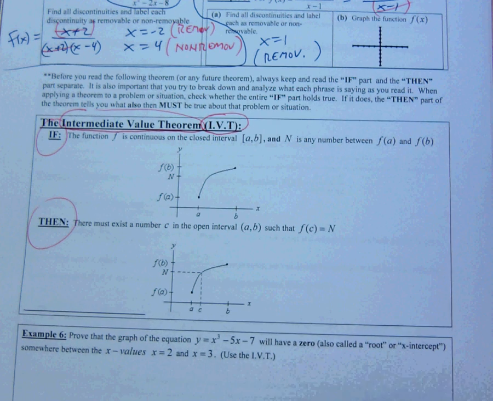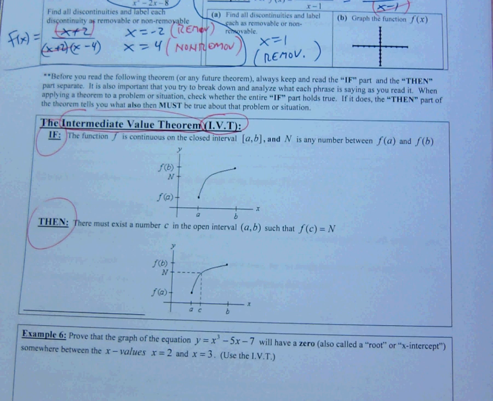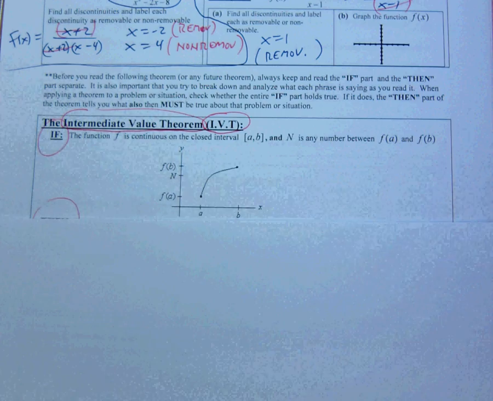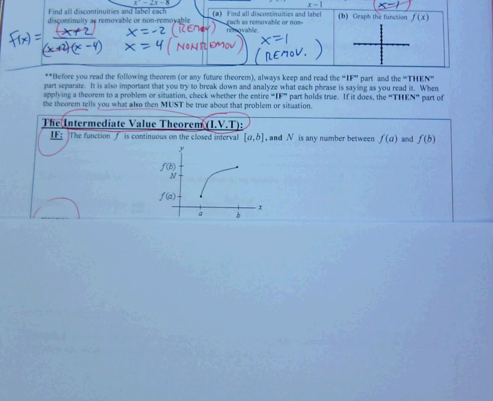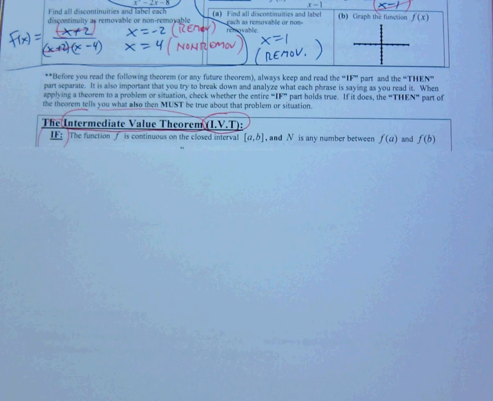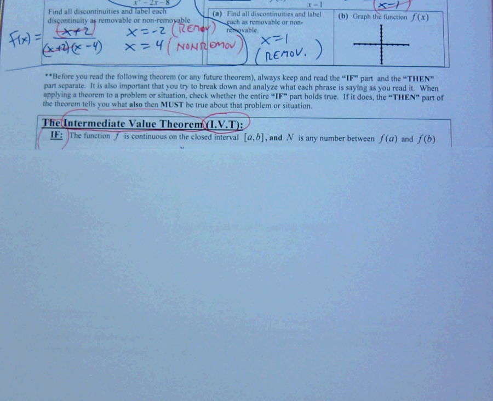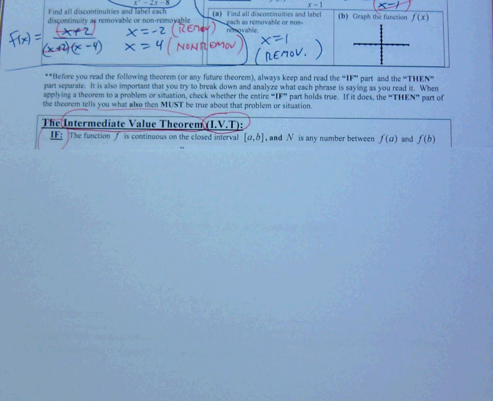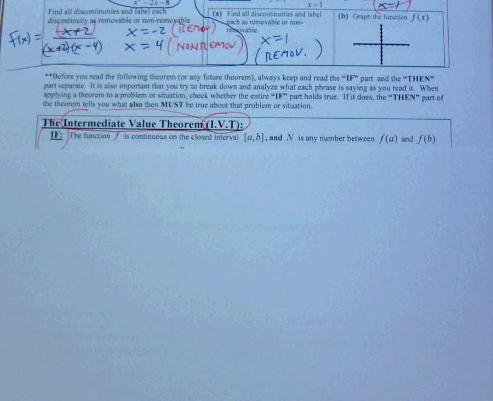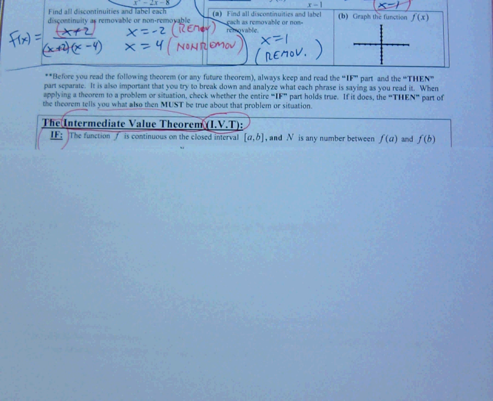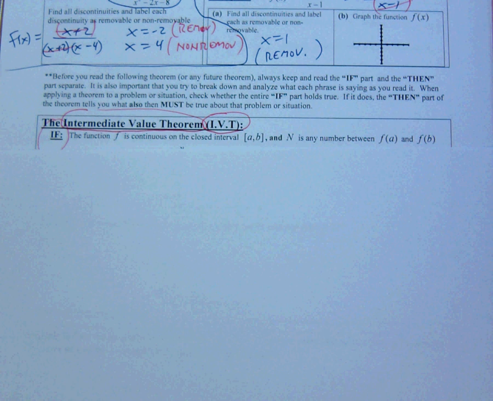Now, don't even look at the then part. Do not even look at it for a while. Just focus on the if part. And don't even look at the picture yet. Just start reading. Are you ready? Okay, if. What's the if part of the theorem? If the function f is continuous on the closed interval a to b, stop. Think about what that means. It means no what? Holes, breaks, jumps, or vertical asymptotes. So start thinking like that.